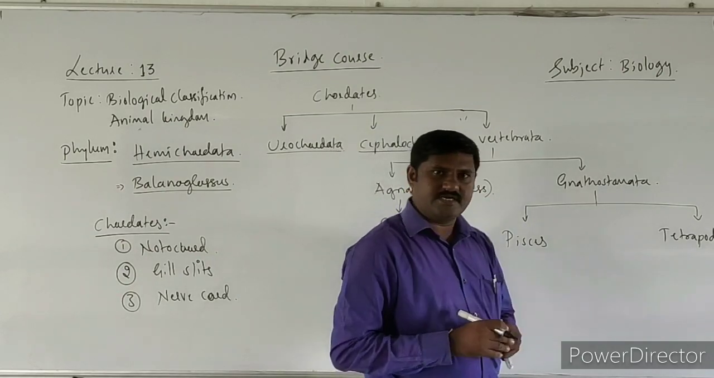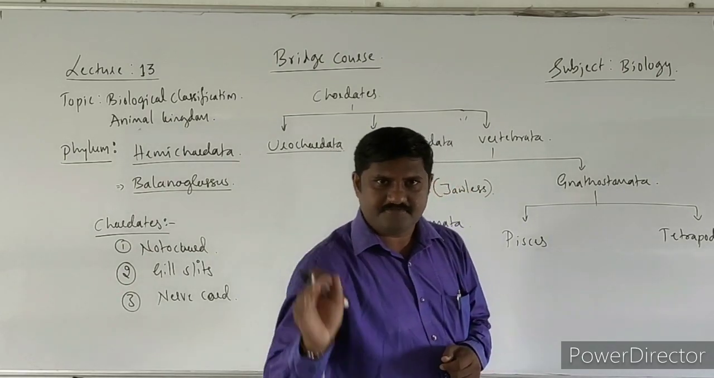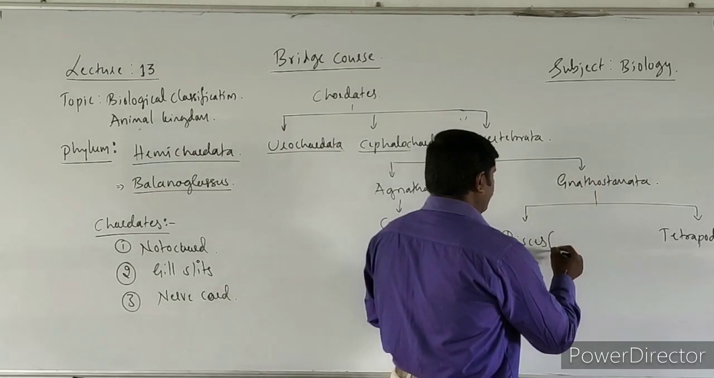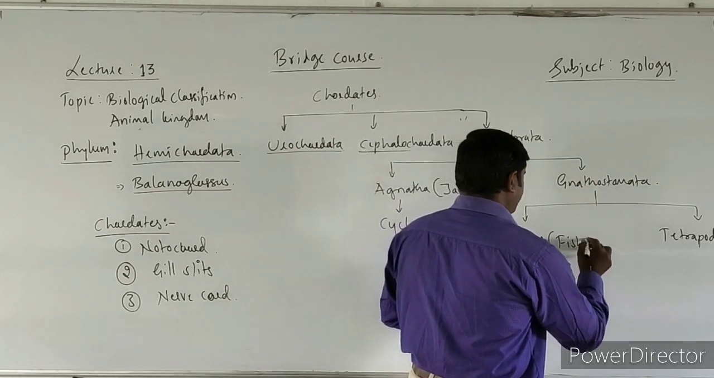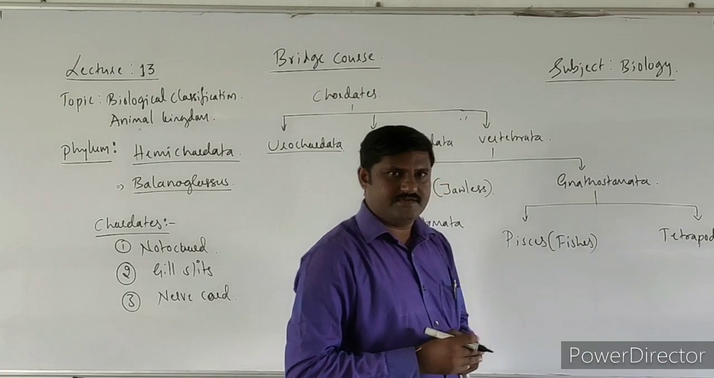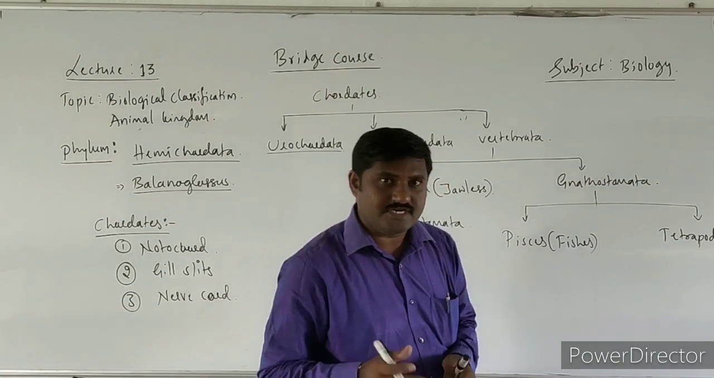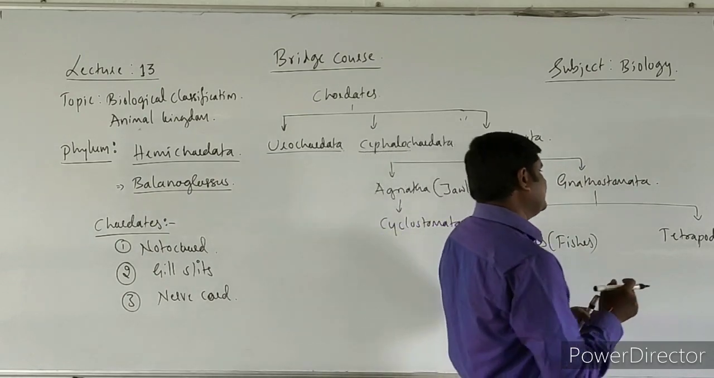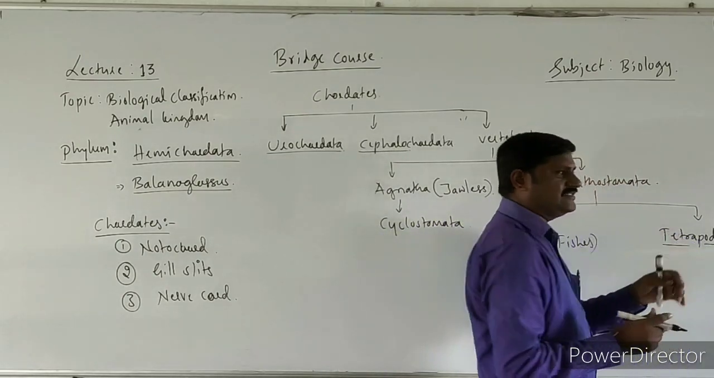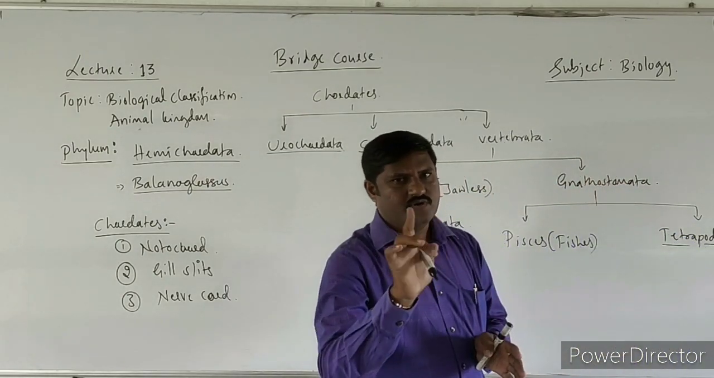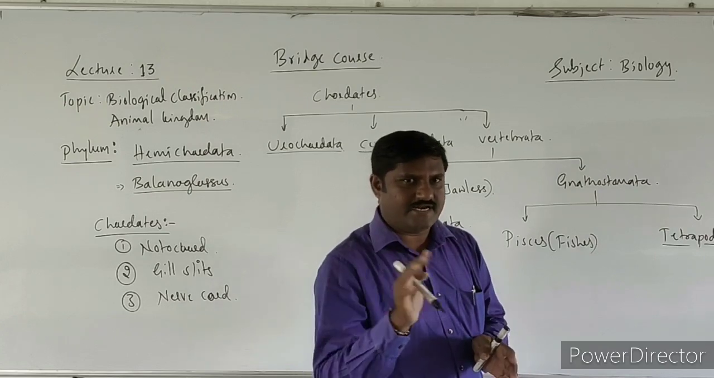Pisces includes all kinds of fishes, right? We study here. Fishes are the first group that you have studied in the previous class. Next one is the Tetrapoda. What it suggests? Tetra means four, poda means legs, four-legged animals.